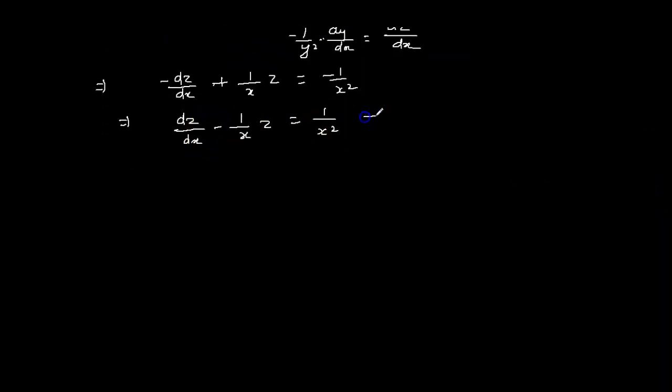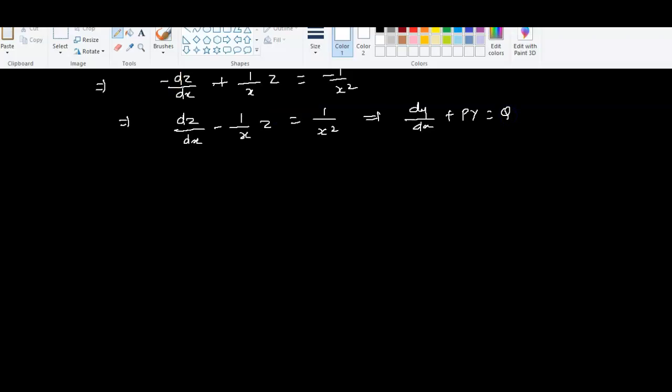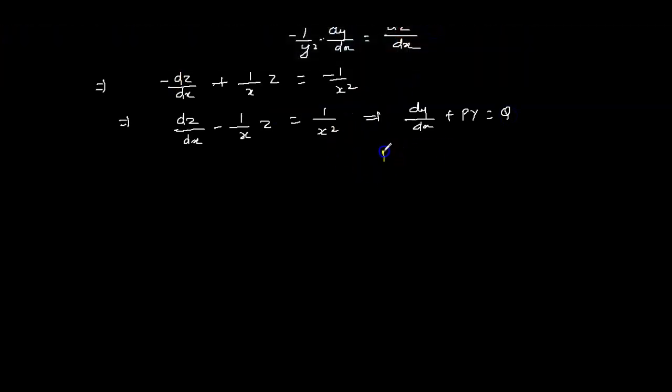Now this is in the linear differential equation form, dz by dx plus Pz is equal to Q, where P is minus 1 by x and Q is equal to 1 upon x square. Now we have to find the integration factor. The integration factor is e to the power of integration of P, minus 1 by x dx. So this becomes e to the power of minus log of x, and the anti-log finishes here. So 1 by x is the integration factor.